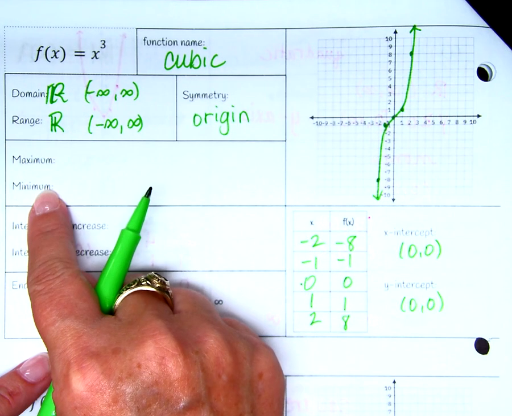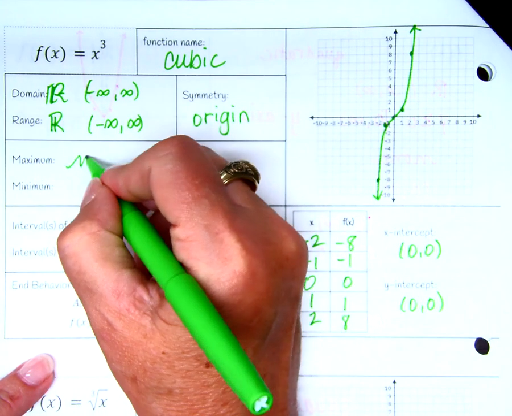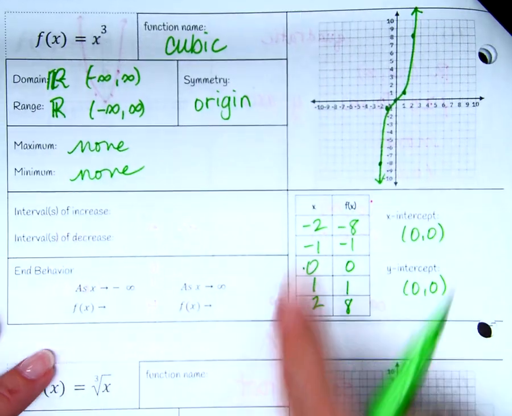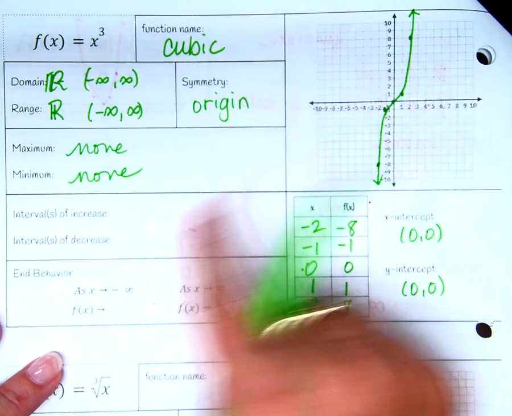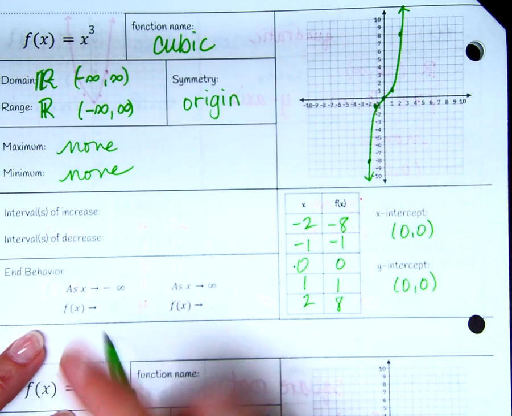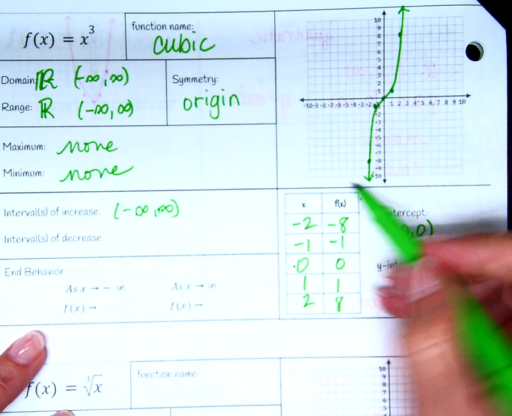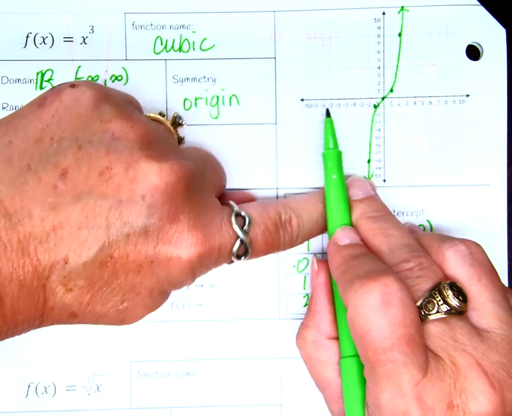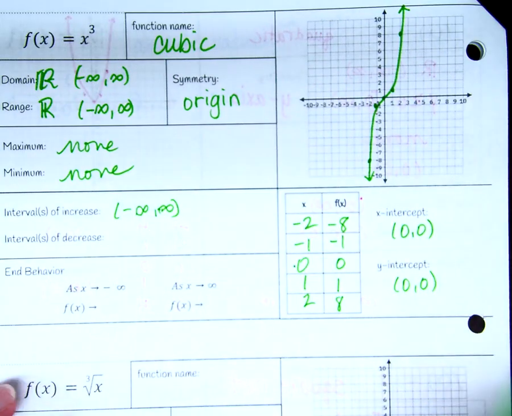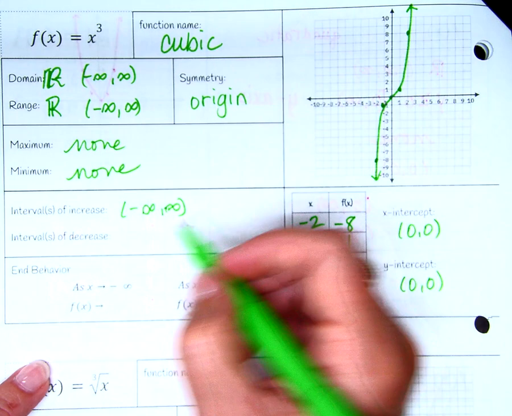Highest point and lowest point? None and none. Excellent. As I move from left to right across the graph, where is it increasing? Everywhere. Good. Negative infinity to positive infinity. So remember, moving left to right, it's increasing this whole time, right? So if it's increasing the whole time, where is it decreasing? Nowhere.